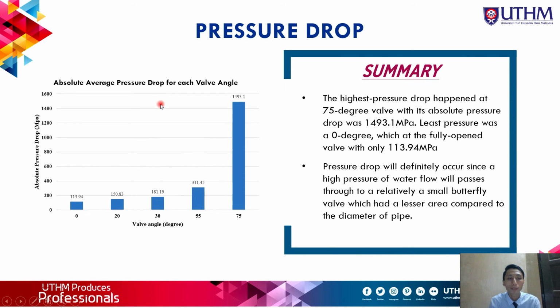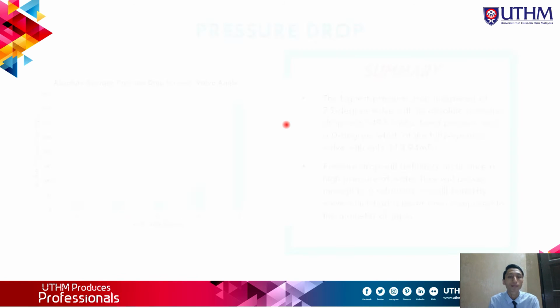We plotted the bar graph for the absolute average pressure drop for each valve angle, and based on that, the highest pressure drop happened at the 75 degree valve, with an absolute pressure drop of 1493.1 megapascal, and the least was at 0 degree, which is 113.94 megapascal. The pressure drop will definitely occur since a high pressure water flow passes through a relatively smaller butterfly valve which has a lesser area compared to the diameter of the pipe.